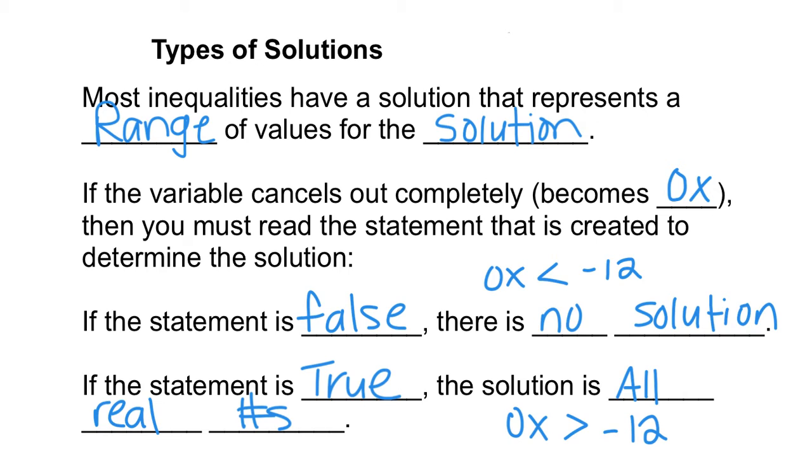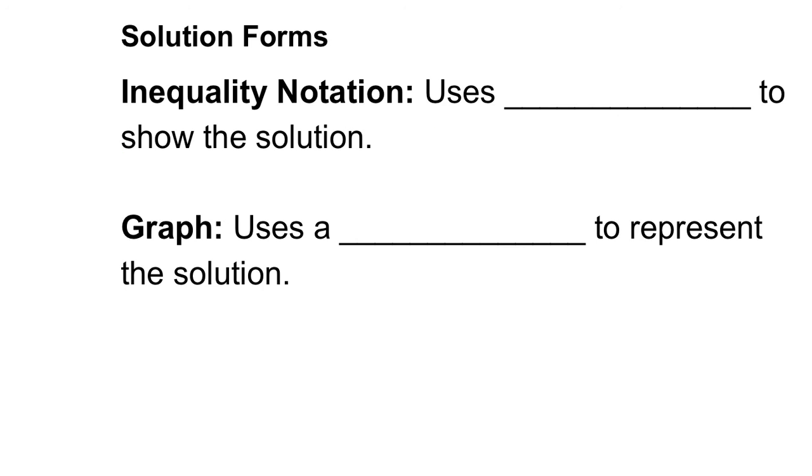And then the other thing you need to be able to do is give your inequality or your solution in different forms. So there's technically 3 forms: inequality notation, interval notation, and graph. Now for Algebra 1, you only have to learn inequality notation and graphing. We're not going to look at interval notation in here. You'll do interval notation with Miss Smith when you take Algebra 2.